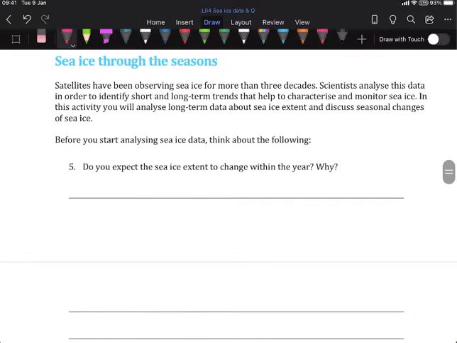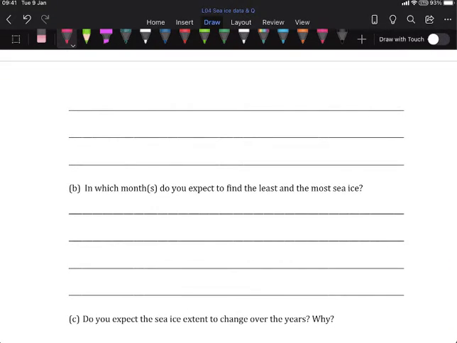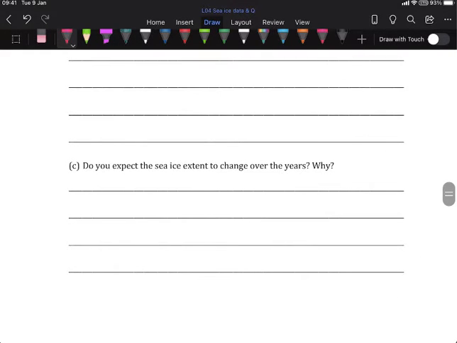So then in these questions, the first ones for 5 were all about your opinion. Do you expect the sea ice to change within the year? And the reality is yes, you should have, because there are seasons within a year, so it's going to be warmer at different times. In what months do you expect to find the least sea ice? So again, that's personal choice, but usually it'll be one of the summer months, possibly, and winter will be the most. Do you expect the sea ice extent to change over the years?